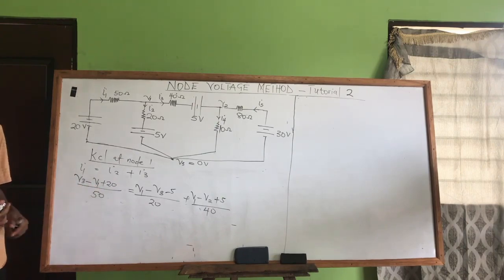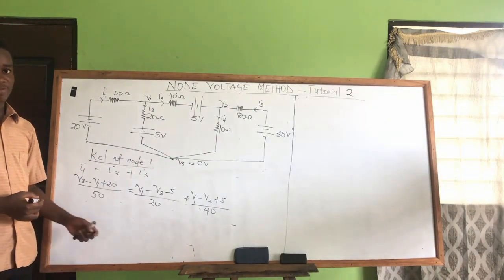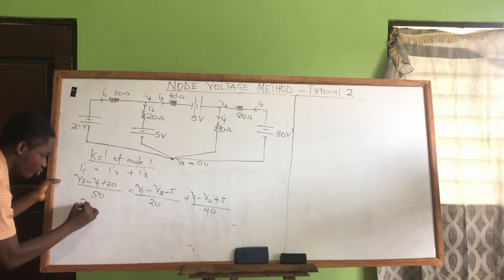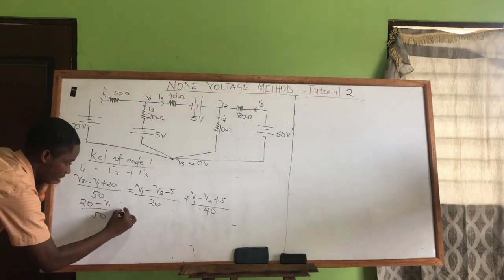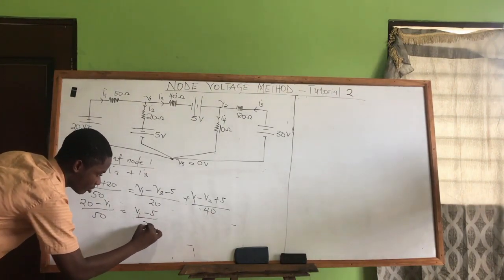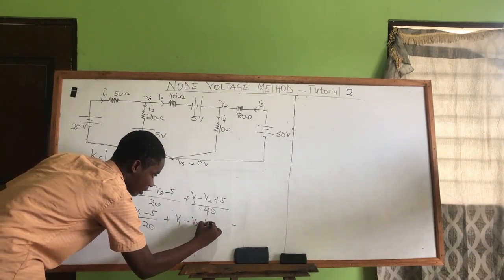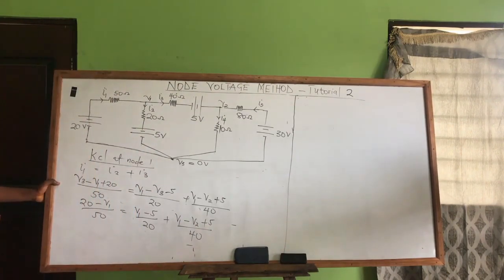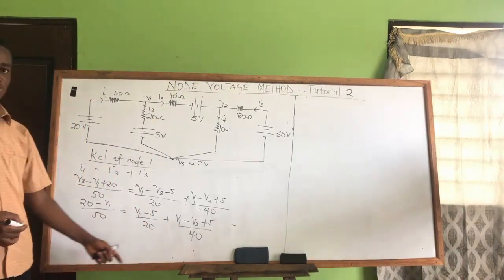So now we can find the LCM here, but don't forget that our V3 is 0 volts. So let's simplify this equation. We have V3 to be 0, so this becomes 20 minus V1 over 50 is equal to V1 minus 5 over 20 plus V1 minus V2 plus 5 over 40. So let's calculate our LCM. From here, our LCM can be 200.